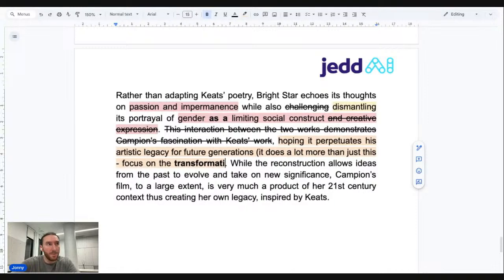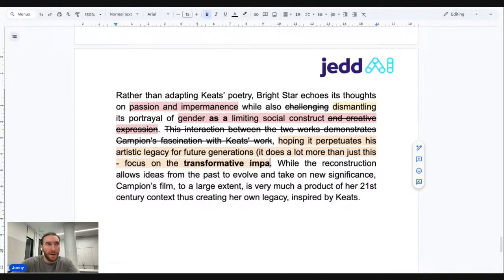Focus on the transformative element. Impact. That's where you'll get the marks, if you can talk about how it's transformative when you're comparing two texts. "While the reconstruction allows ideas from the past to evolve", again, we barely covered the ideas as they were in their previous form, "and take on new significance", sure. "Campion's film, to a large extent": if you get a "to what extent" question, you don't need to say "to a large extent" or "to a small extent". You can say Campion's film significantly does this, or I would be a little bit more subtle than that, to be honest. That's what the best ones do. It's a little bit more subtle, but it's really clear to what extent you agree with the question or the statement.